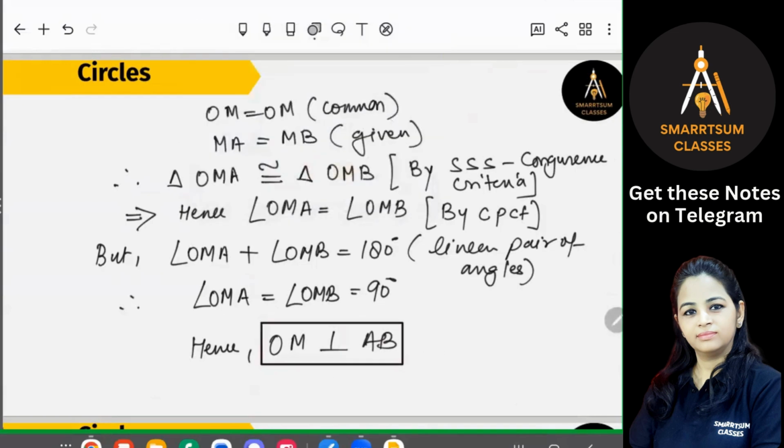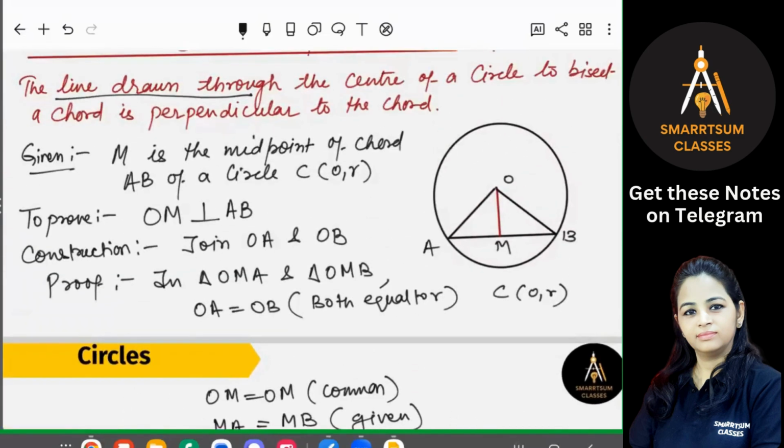So we have proved that a line which is drawn from the center of the circle to bisect the chord is always perpendicular to the chord. This theorem is exactly the converse of the previous theorem. What was the previous theorem? That the perpendicular from the center of a circle to a chord bisects the chord. And the other way, a line from the center of the circle which bisects the chord will always be perpendicular to the chord. So theorem 7 is the converse of theorem 6. Both are the same thing, just that we have proved these theorems both ways. I hope you have understood what we have done today. Yes or no?